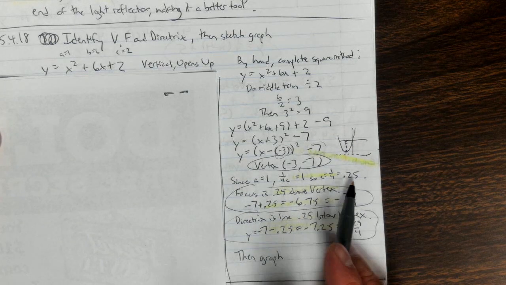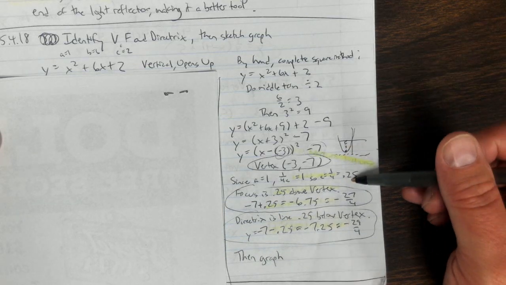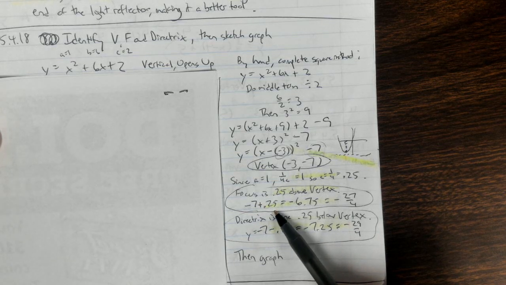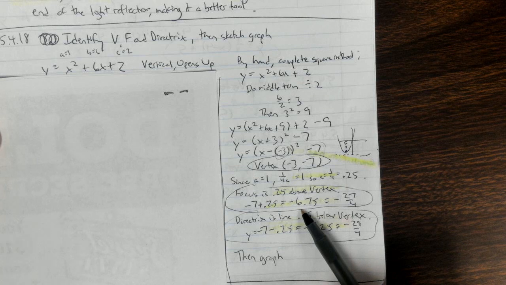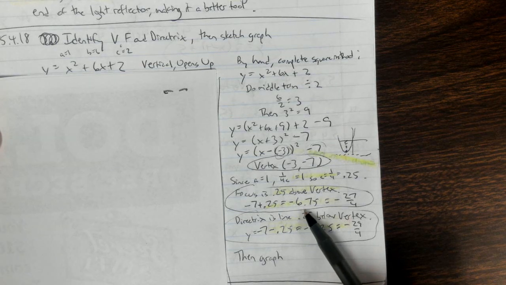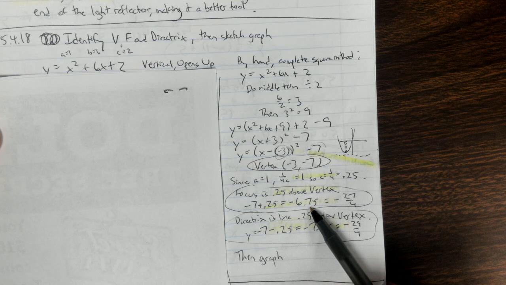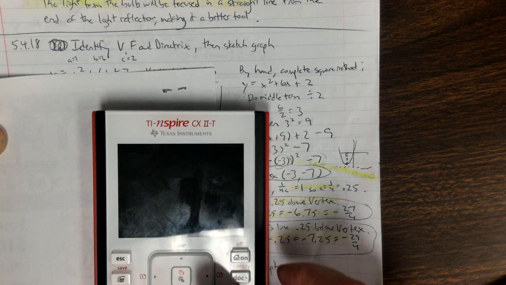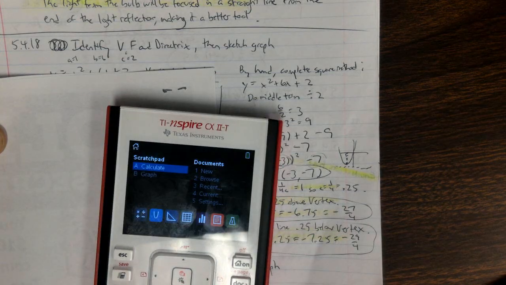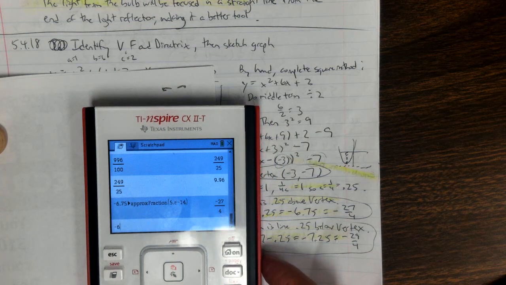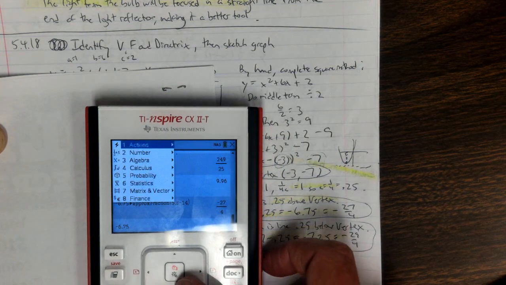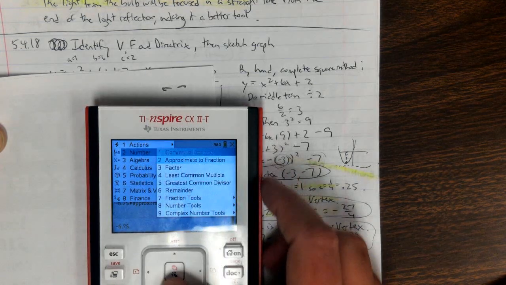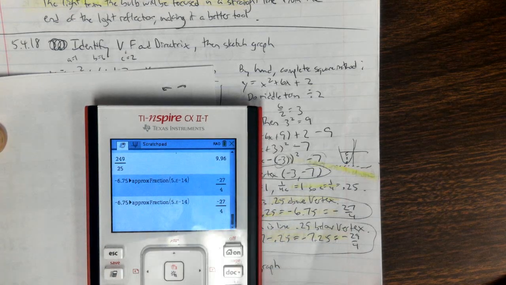Okay, so that means if it's up, it's 0.25 up. So you take your negative 7 and go up 0.25, and that gives you negative 6.75, which you would then convert to a fraction and get negative 27/4. How you do that, just real quick: go to the home screen, go to calculate, negative 6.75, menu, number, there is approximate to fraction. So you just do that, and that gives you your negative 27/4.